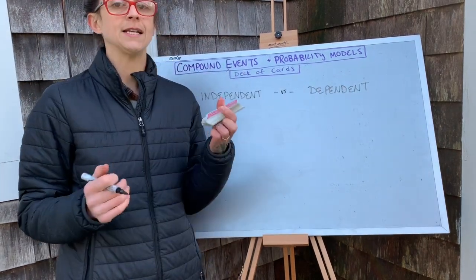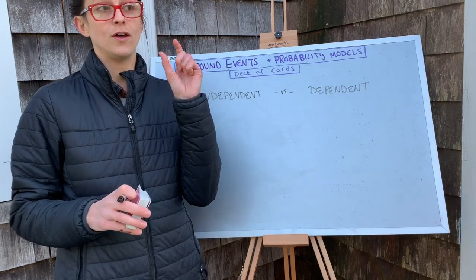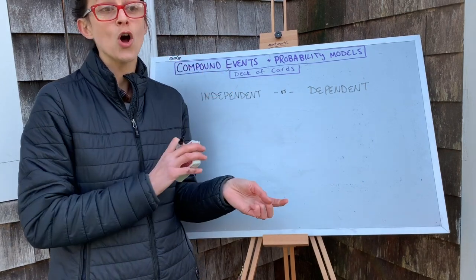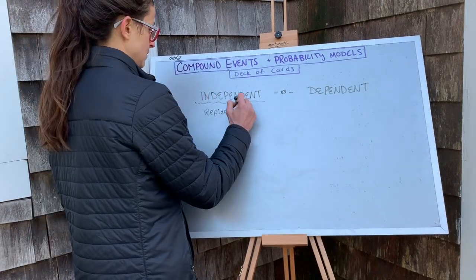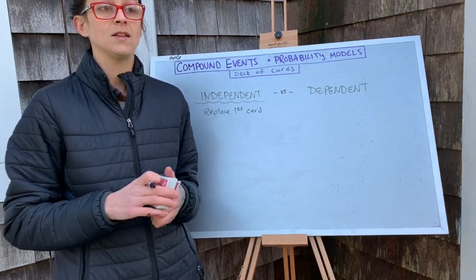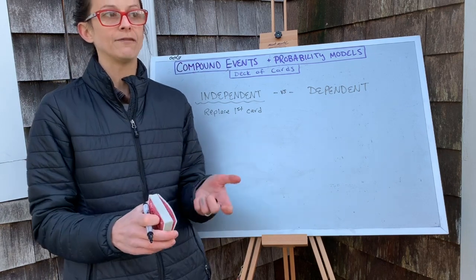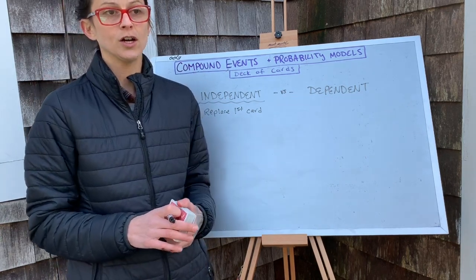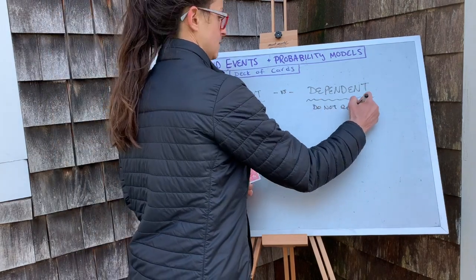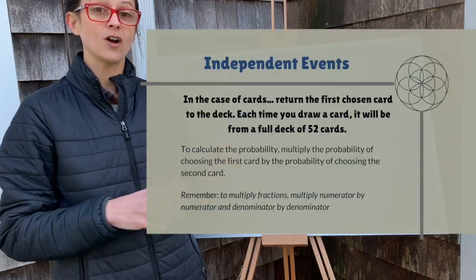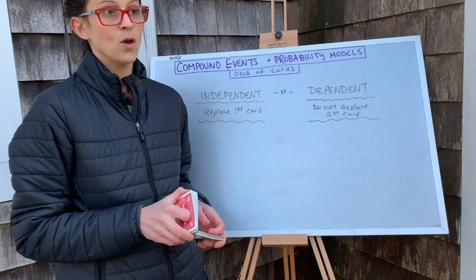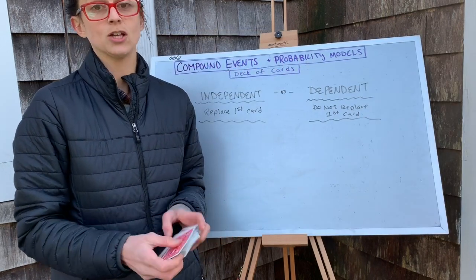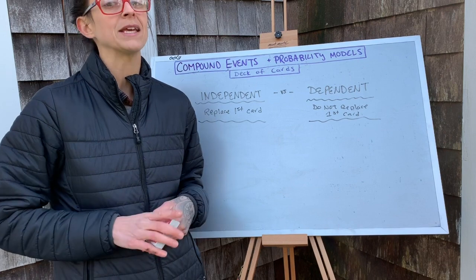With a deck of cards, an independent event is when the outcome of the first event has no effect on the outcome of the second event. A dependent event is when the deck of cards changes after the first event occurs. An independent event with a deck of cards is when you replace the first card you choose. Let's take a look. What are the chances of us getting 2 black cards in a row when we replace the first card?